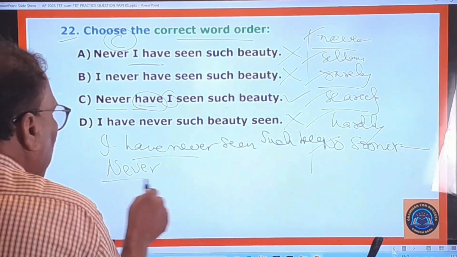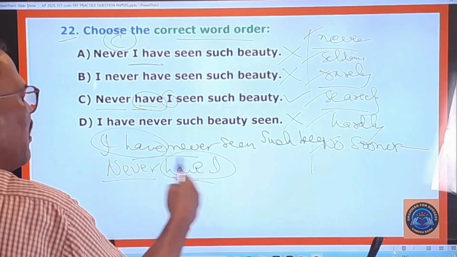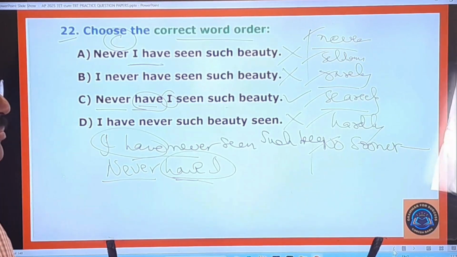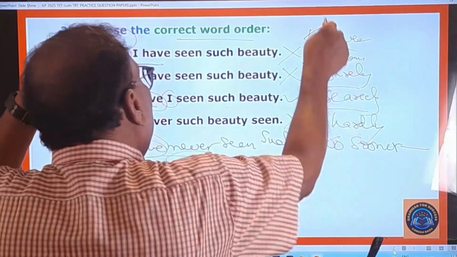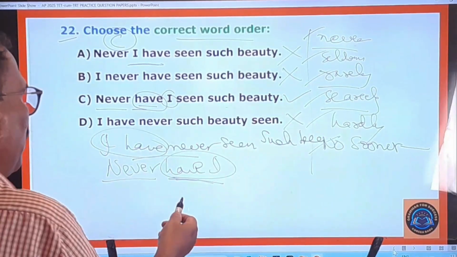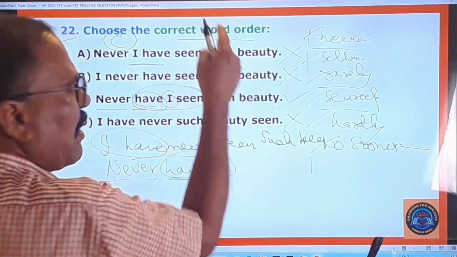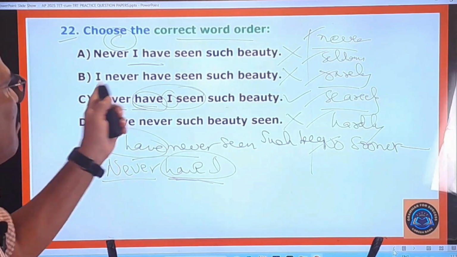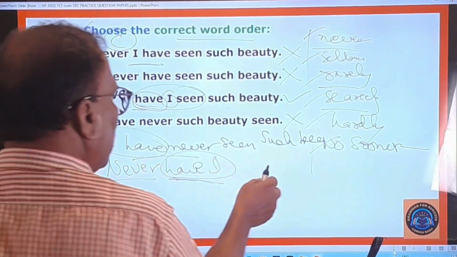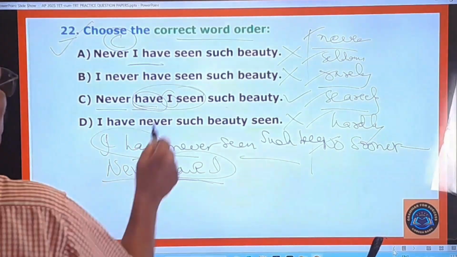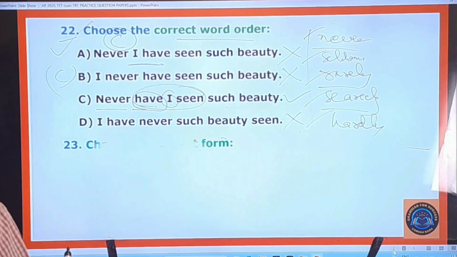You say never have I. Subject and helping verb are inverted. This is called inversion. So always with these negative words now there must be used an inversion statement. Never have I seen. Never I have seen is wrong. Please, this is a very important thing. Never have I seen such beauty. Therefore this C is only your answer. Now you move on to the next question.